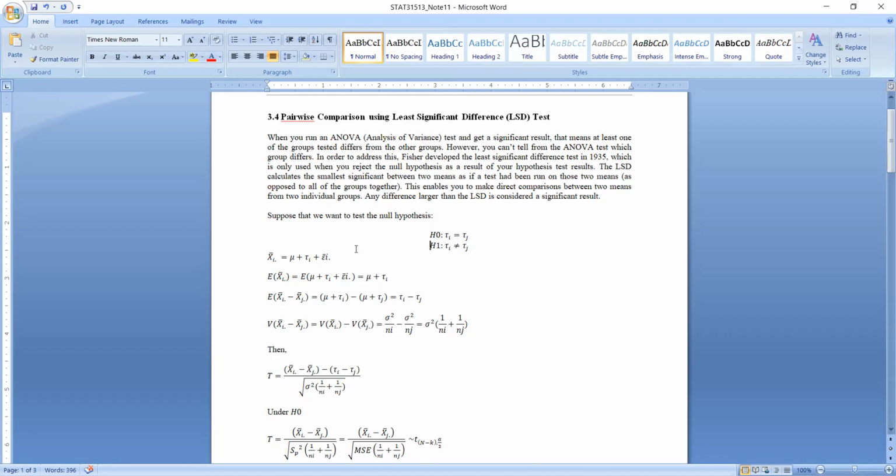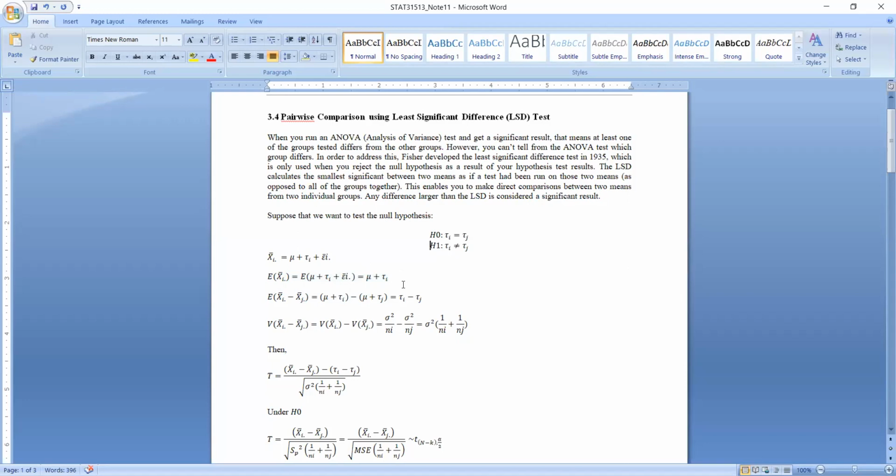If you take the expected value of this, you will see it's equal to mu plus tau I. Because mu is a constant, its expected value is mu. The expected value of tau I is tau I. But the expected value of the error term, with the assumptions, should be equal to 0. So the expected value is equal to mu plus tau I.